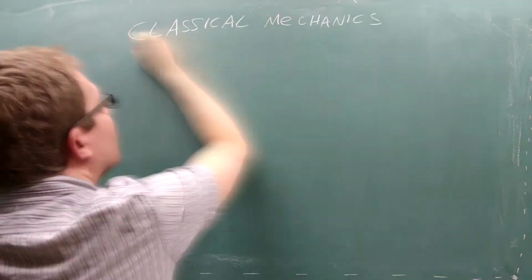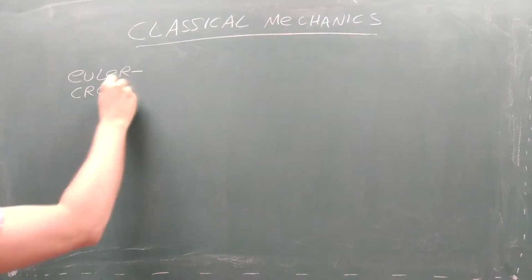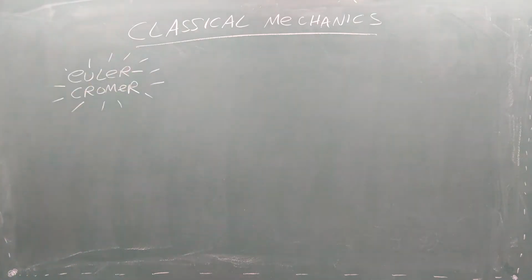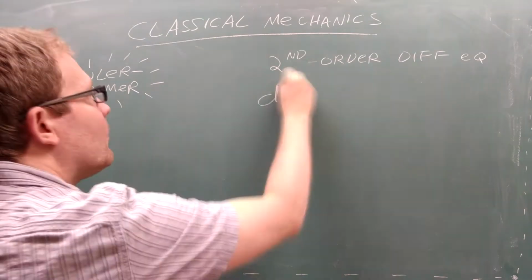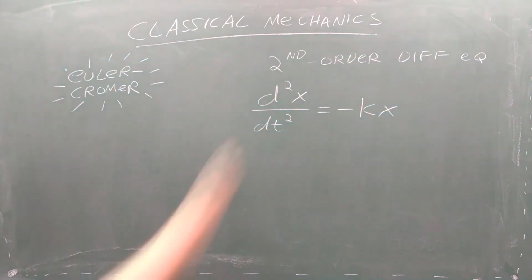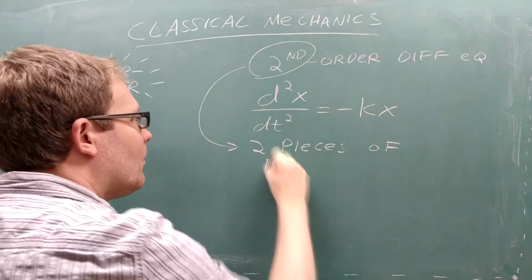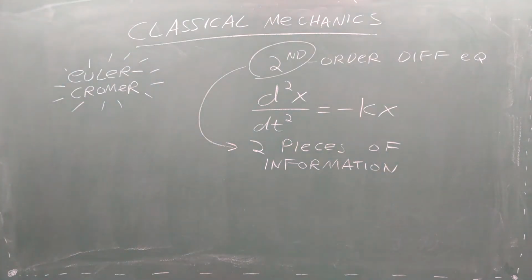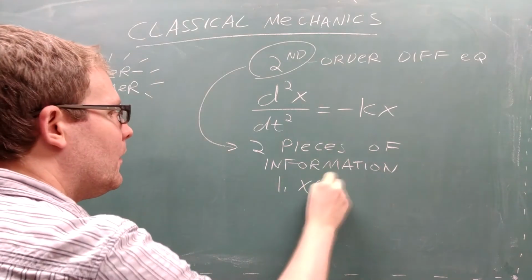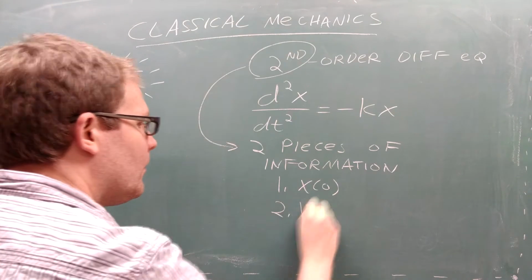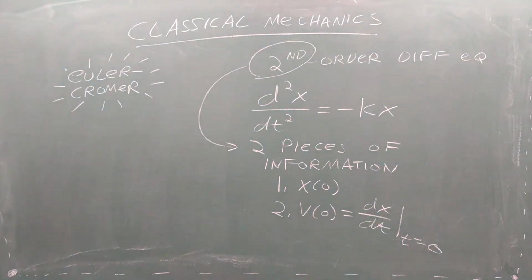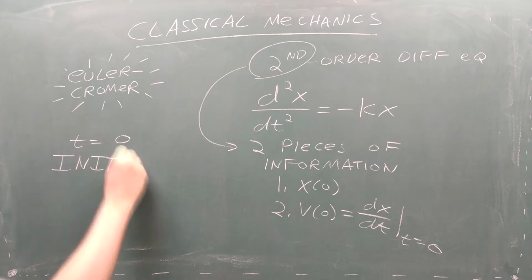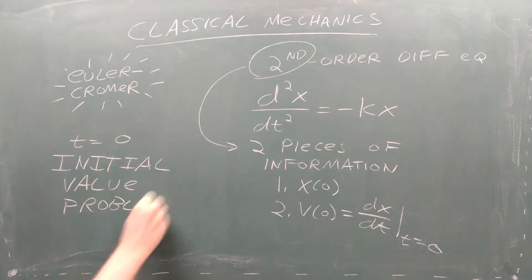In classical mechanics, the Euler-Cromer method can solve almost any motion problem you're given. These problems usually present you with a second-order differential equation, such as the momentum principle. Because the differential equation is second order, you need two pieces of information to solve it. Typically, these pieces of information are an initial value for the position and an initial value for the velocity. Because all the information takes place at the beginning of the motion, we call this an initial value problem.